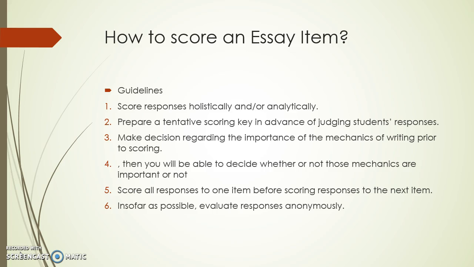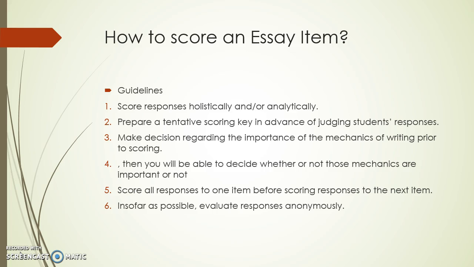Number 5, the fifth and final guideline for scoring an essay item is, insofar as possible, evaluate the responses anonymously, which means exactly what it says. You should score the responses anonymously, or at least try not to know whose response you're scoring. As teachers, we begin to recognize those things, and that can cause an inconsistency in the scoring.